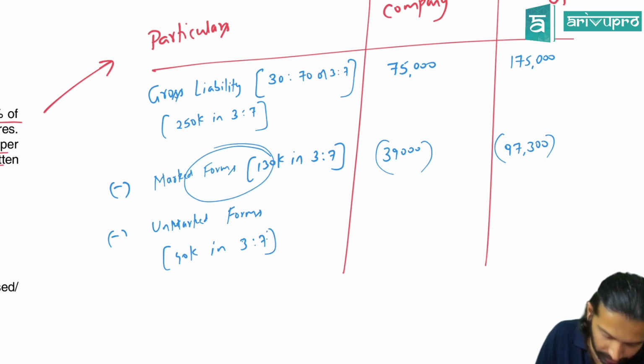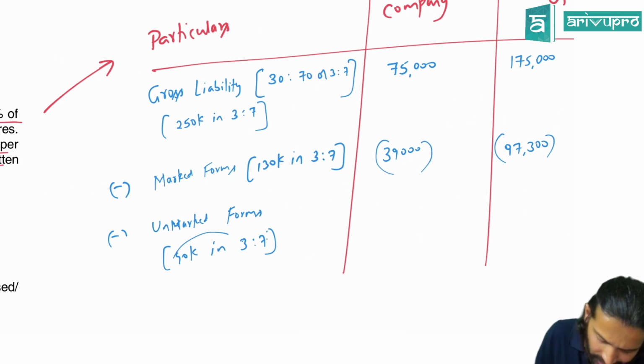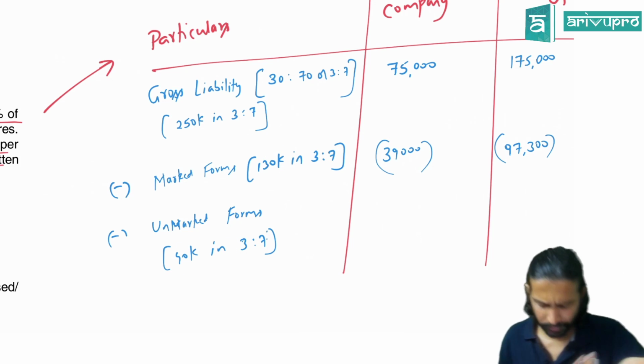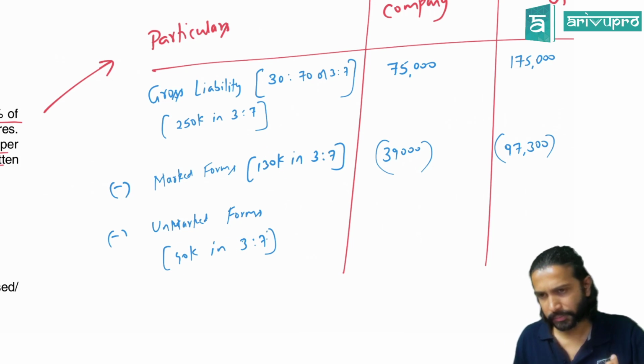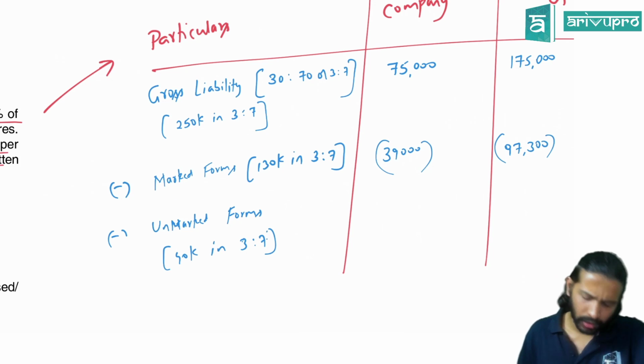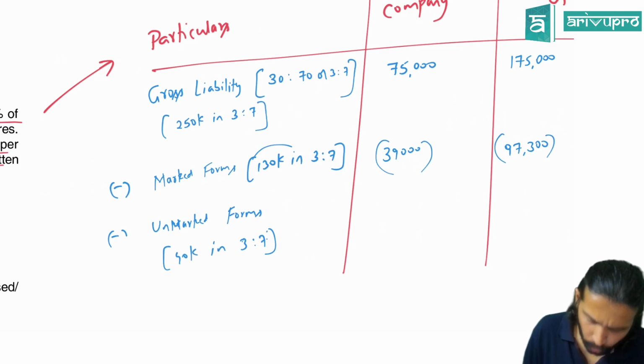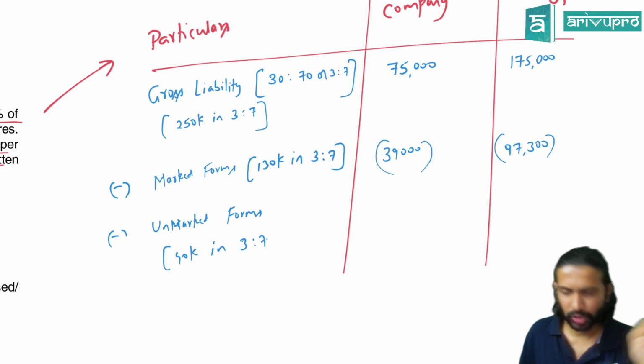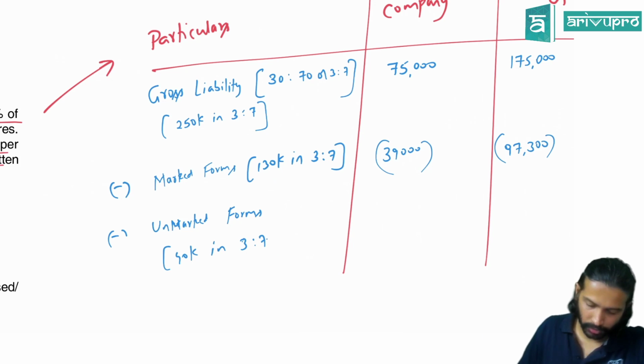Actually, instead of writing marked forms, you could have written this as unmarked only. Not a problem. Why? Because here also we don't know who sold. Hence, this also is unmarked only in a way. I've already written, so I'll not make a correction. If you want, you can write unmarked applications as 1,30,000 and 40,000, and take it as 1,70,000 also. Not a problem. Fine now.